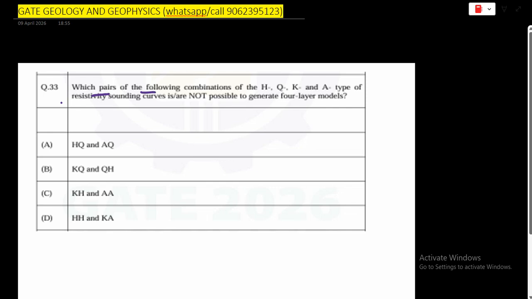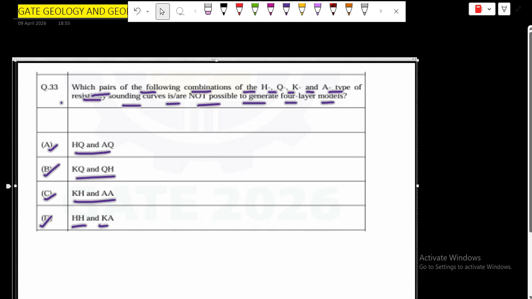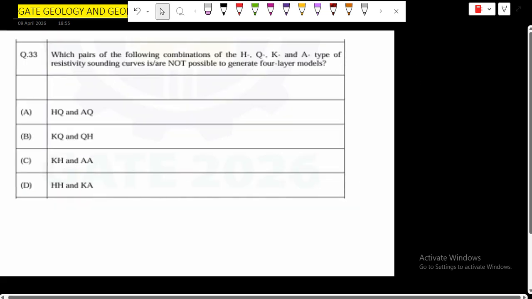Which of the following combinations of the H, Q, K and A type of resistivity sounding curves is or are not possible to generate 4-layer models? Option A says HQ and AQ. Option B says KQ and QH. Option C says KH and AA. And option D says HH and KA. Okay, so let's discuss this question together.